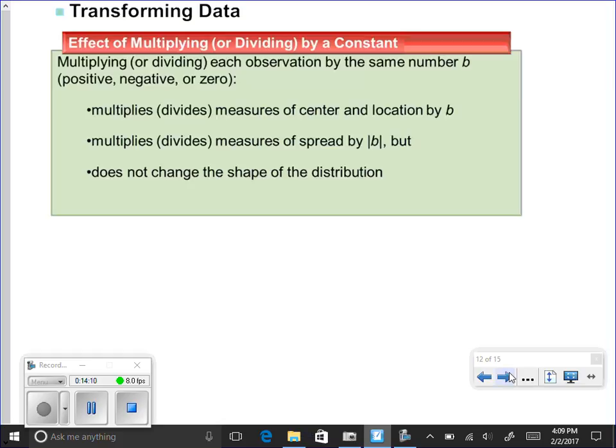Now when you multiply by a number, if you take each observation and multiply or divide by a number, it is going to change everything except for the shape. It'll change the center and the location, and it will also change the spread.